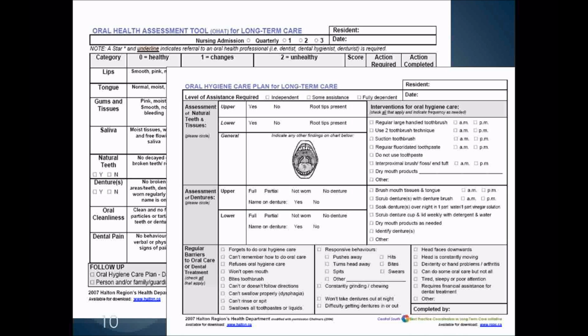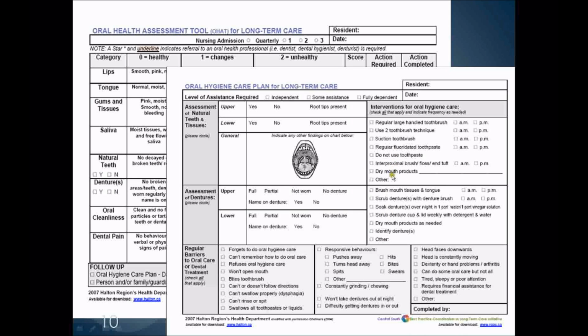For the tongue, for example, a level 1 finding, patchy, fissured, red, or coated tongue, would be information that you might wish to note on the diagram under the Assessment of Natural Teeth and Tissues, as well as under Interventions for Oral Hygiene Care at the top of the middle box. You would tick brush, mouth tissues, and tongue and indicate both AM and PM. Gums and tissues, brush, mouth tissues, and tongue, both AM and PM, are pretty much standard procedure.